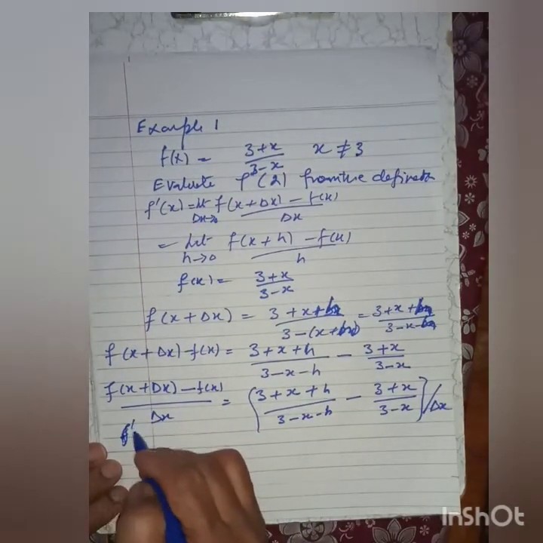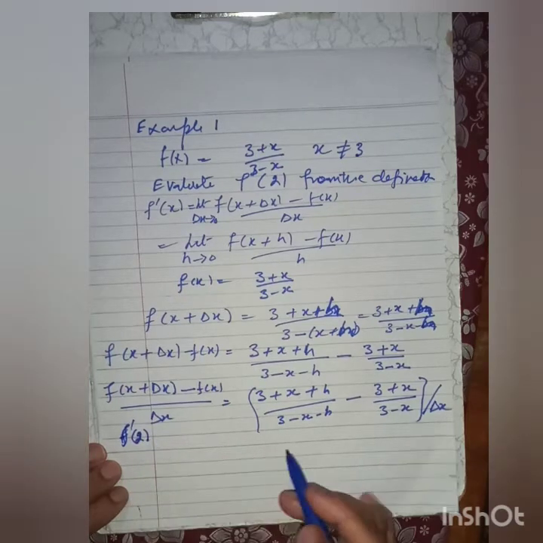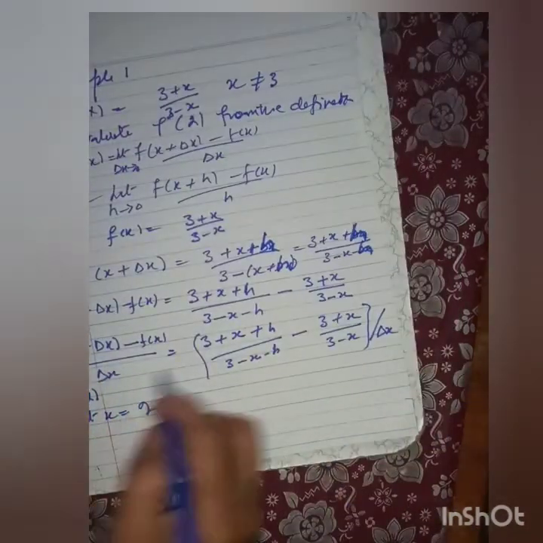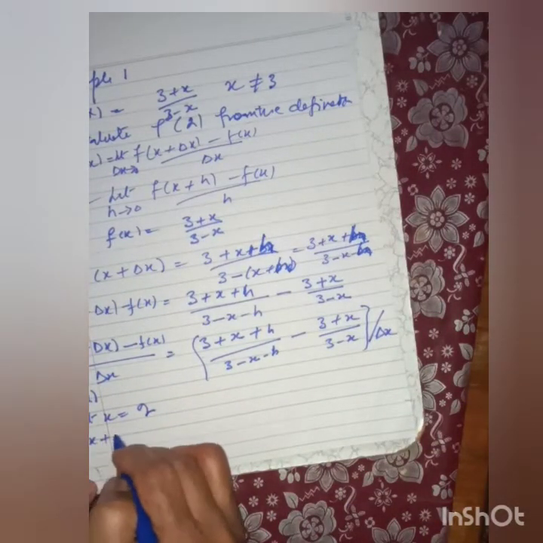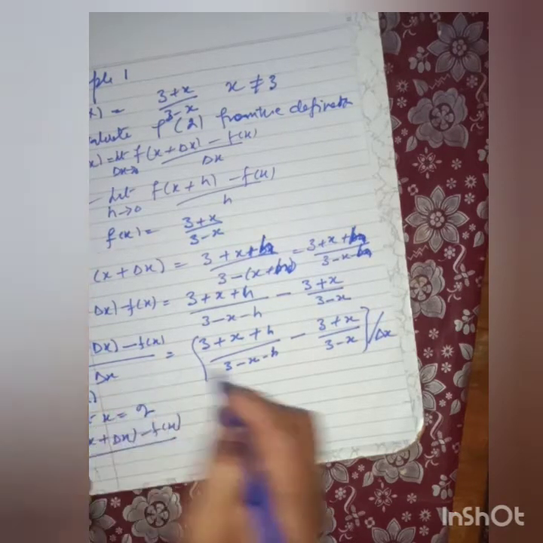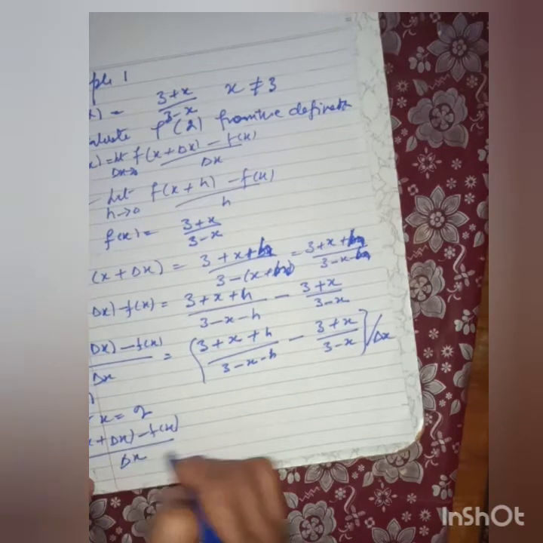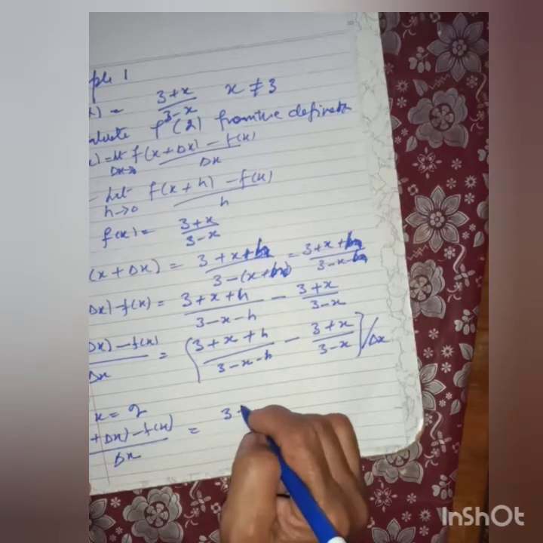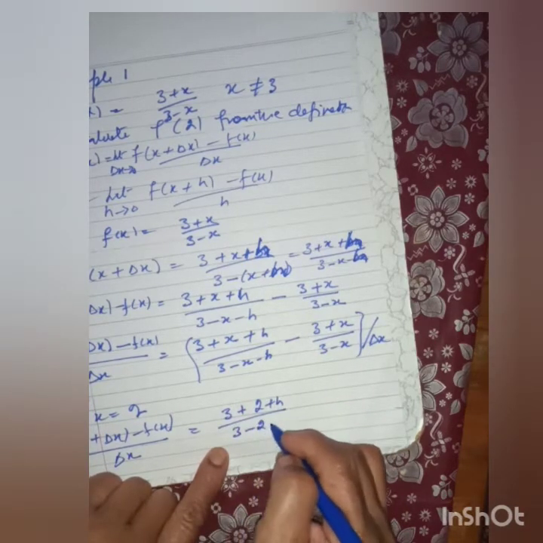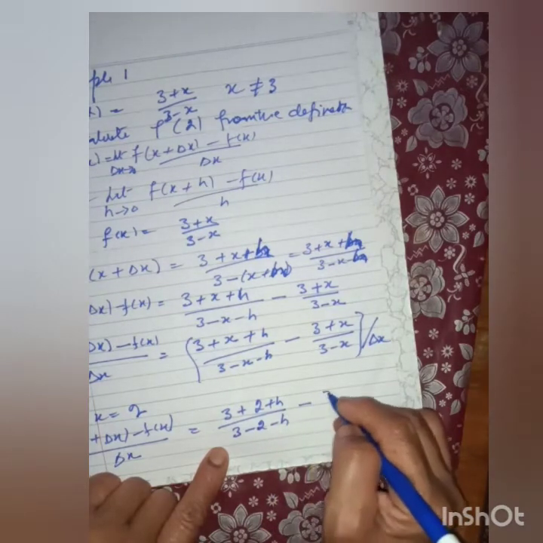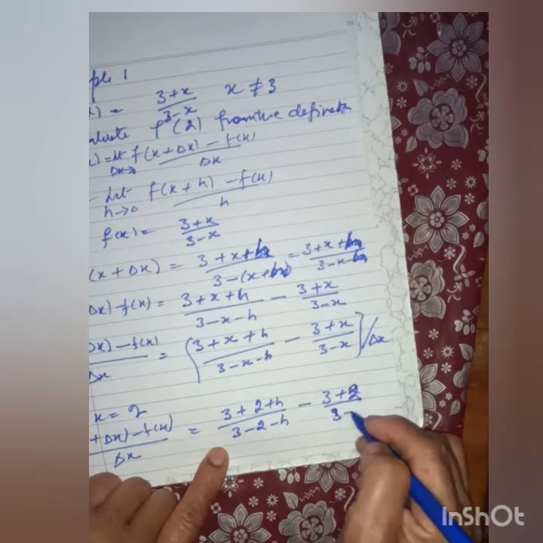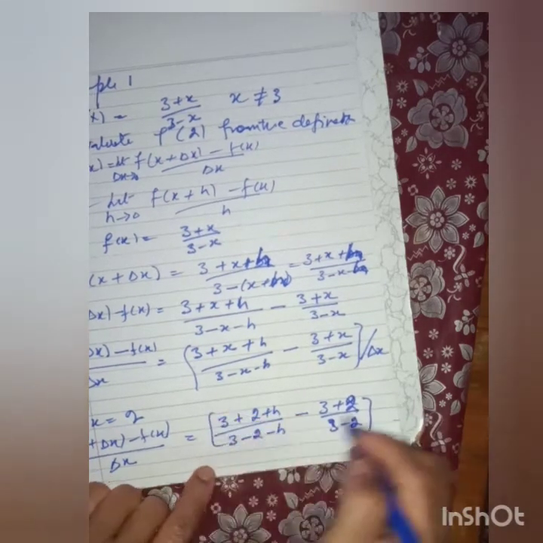Now we have to find the differential at the point 2. That is, we have to put x is equal to 2. So the above equation becomes f of x plus h minus f of x dividing by h is equal to 3 plus 2 plus h dividing by 3 minus 2 minus h, minus 3 plus 2 dividing by 3 minus 2, and whole dividing by h.